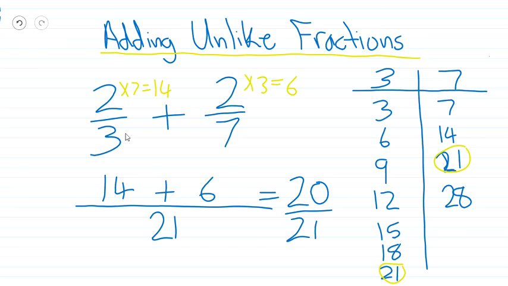Then you move on to the next thing of saying, how many times does the first denominator go into the common denominator? Then you multiply that. How many times does the denominator of the second fraction go into the common denominator? Then you multiply it by the numerator. In this case, 3 into 21 goes 7 times. Then 2 times 7 equals 14. That becomes our new numerator right here. 7 into 21 goes 3 times. 2 times 3 equals 6. That comes right here. Then you can add them going across. So 14 plus 6 equals 20 over 21. There you have it.